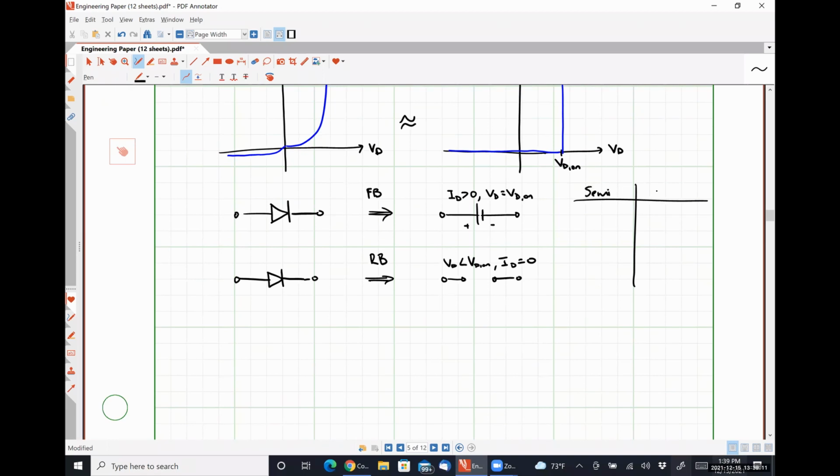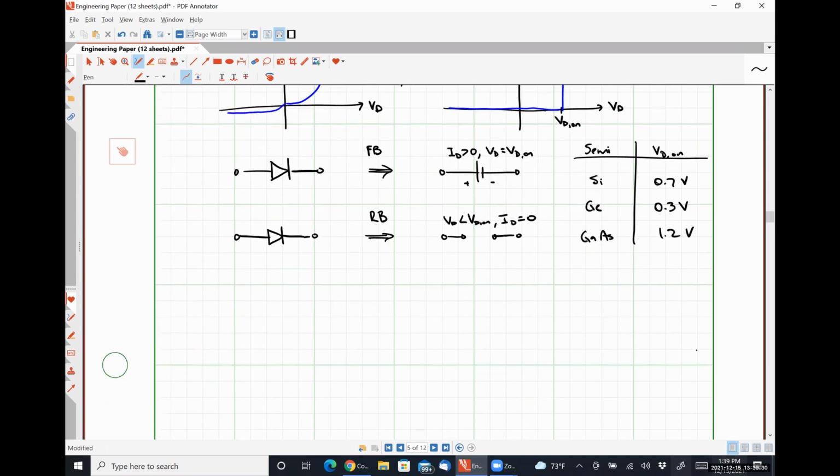This is our semiconductor material. These will be what we'll use for VD on. For silicon, it'll be 0.7 volts. For germanium, it'll be 0.3 volts. And for gallium arsenide, it'll be 1.2 volts.